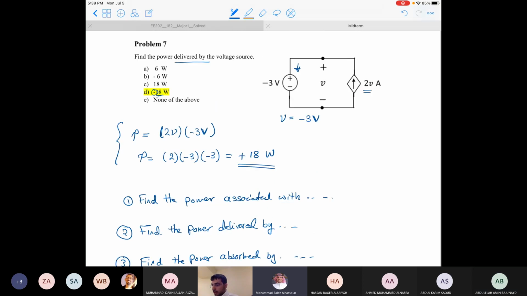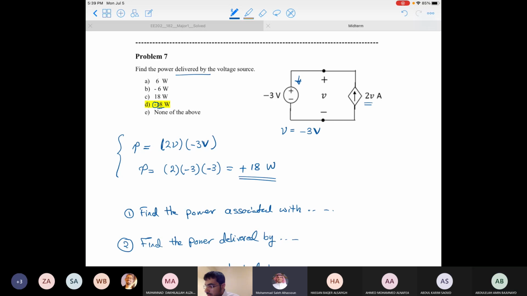No. If this question is asking you to find the power absorbed by, then you should choose positive 18, because our assumption was correct. Yes. Okay.